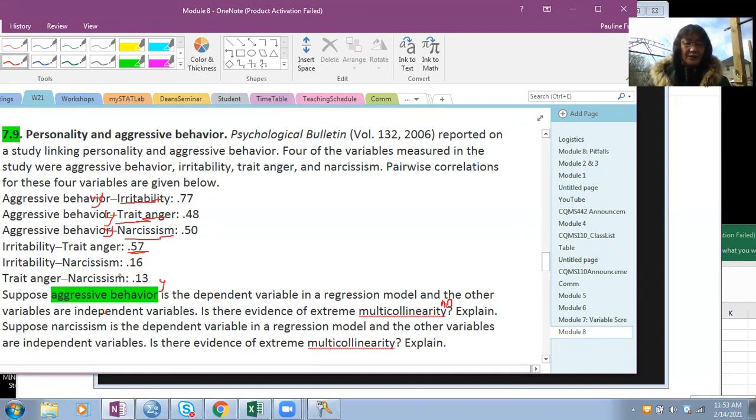So this is this question. Now, next, suppose I'll use another color. Suppose narcissism is a dependent variable. So this time, narcissism is Y. Narcissism is Y. The question is, is there evidence of extreme multicollinearity?